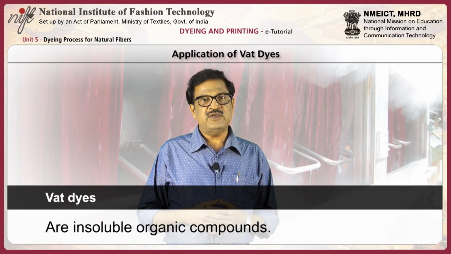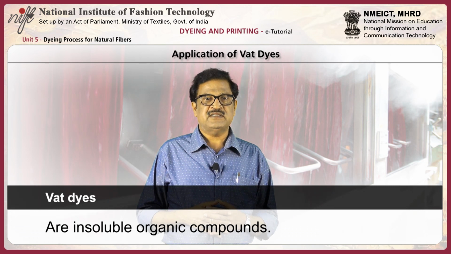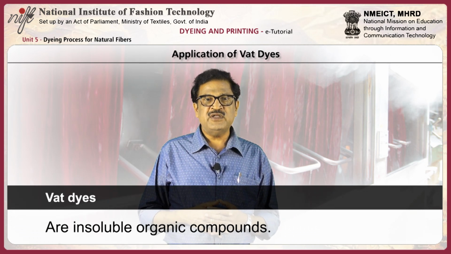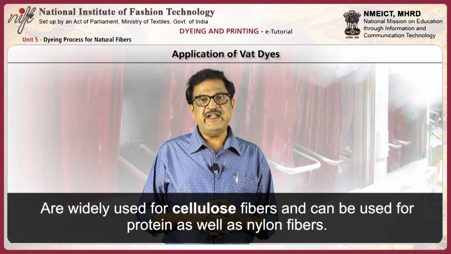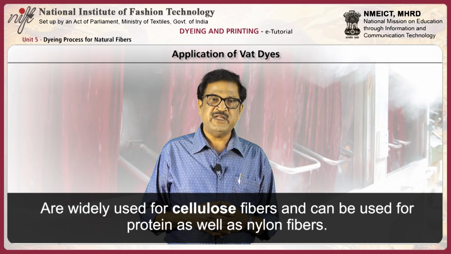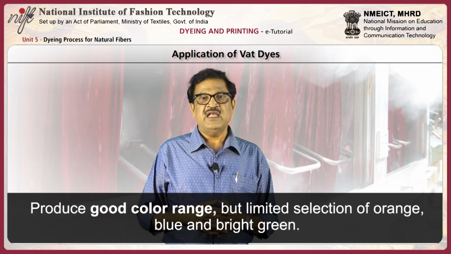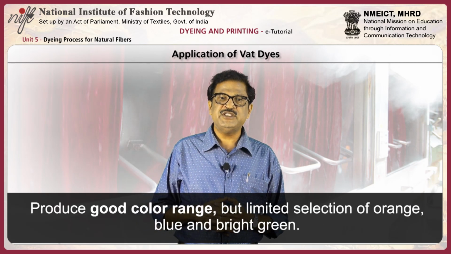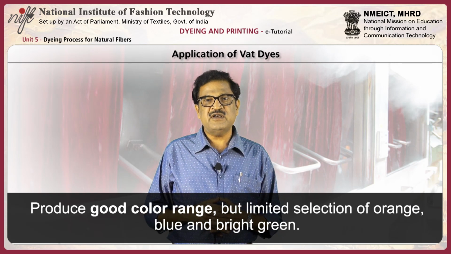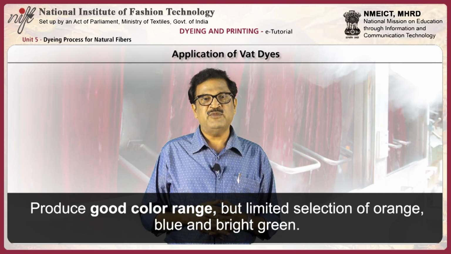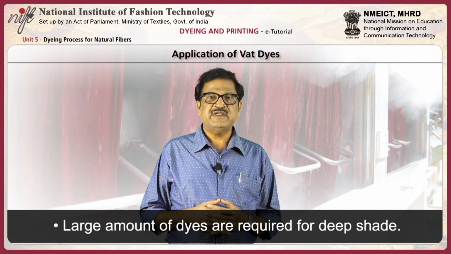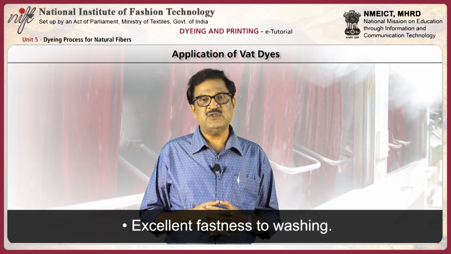Next we will discuss the application of vat dyes. Vat dyes are insoluble organic compounds. They are widely used for cellulose fibers and can be used for protein fibers as well as nylon fibers. They produce a good color range but have a limited selection of orange, blue and bright green. A large amount of dye is required for deep shades. They have excellent fastness to washing.